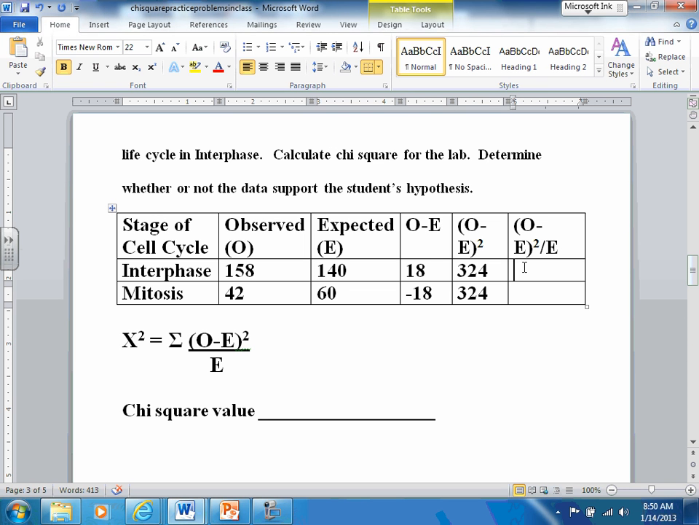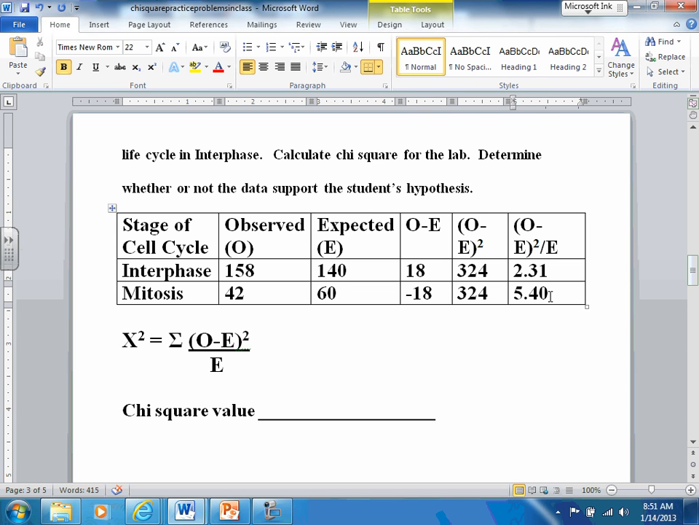And then this column, O minus E squared divided by E. So it's going to be 324 divided by, in the first row, 140, right? 324 divided by 140. So that's 2.31. Now on the second row, it's going to be 324 divided by what? By what? So we go, second row, 324 divided by 60. And that's, having trouble with my calculator here, 5.4.